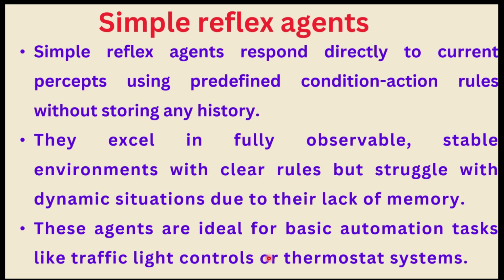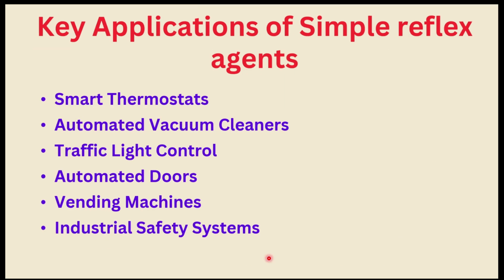We'll see one by one what its key applications are. These are the basic machines that can be developed with this kind of agent, that is, the simple reflex agent: smart thermostat, automated vacuum cleaners, traffic light control, automated doors, vending machines, industrial safety systems. These are the key applications where we can implement this kind of agent in automation tasks.